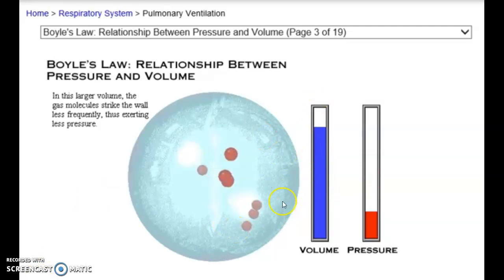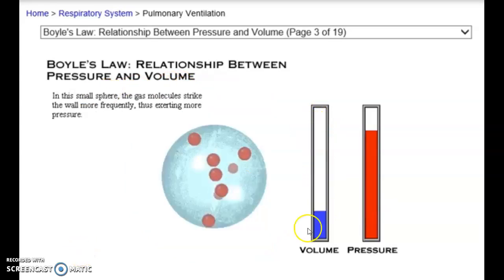Notice here the volume's up. In other words, if this were the lung, it would be bigger. Therefore, the air molecules inside aren't exerting as much pressure because you have a bigger volume. So here's our inverse relationship, which again is Boyle's law. And here we see the opposite. Now the volume is smaller and the pressure goes up. So if there's more pressure in here than outside, then these air molecules will leave. If there's less pressure in here than outside, the air molecules will go into the lungs.